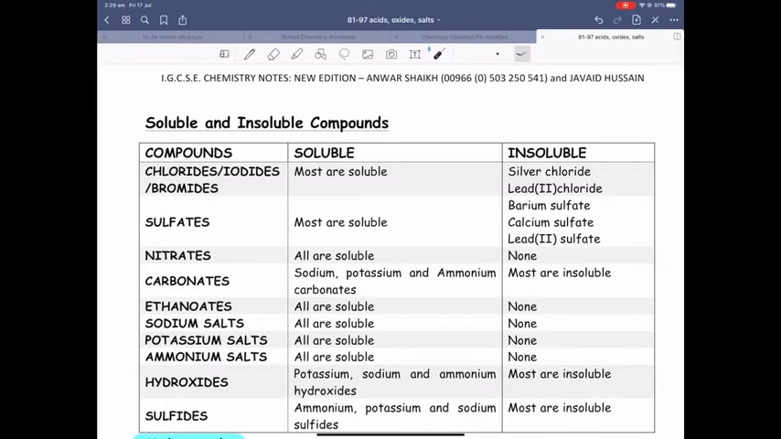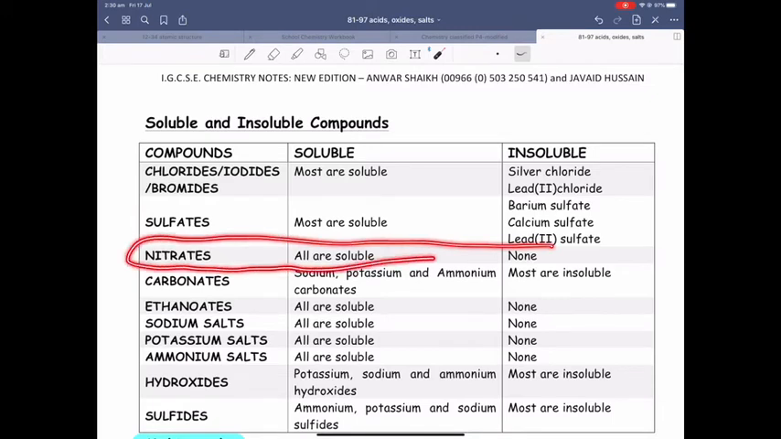This table is extremely important, okay, because it tells you what kind of substances are soluble and insoluble. So for example, the halides mentioned here, most of them are soluble, but the exceptions that you need to know are mentioned here. Likewise, the sulfates are generally soluble, but these are the 3 exceptions you need to know: barium sulfate, calcium sulfate, and lead sulfate. Nitrates are nice and easy because all nitrates are soluble.